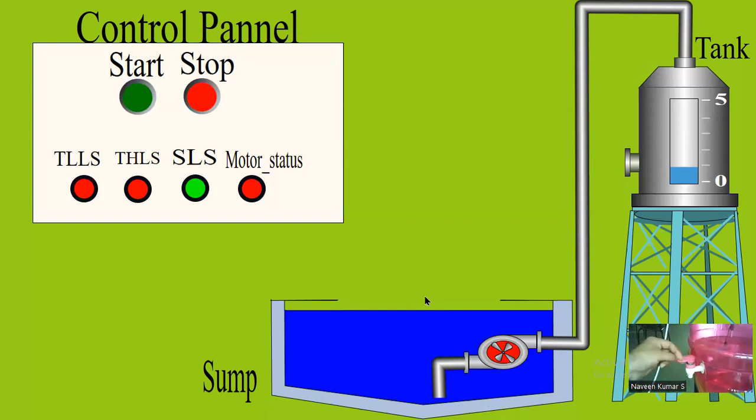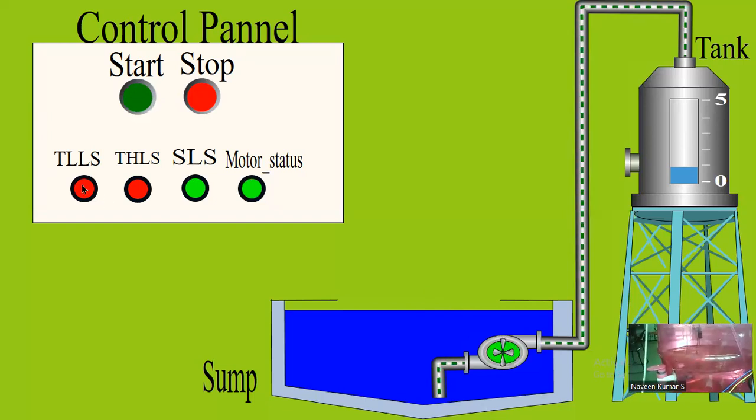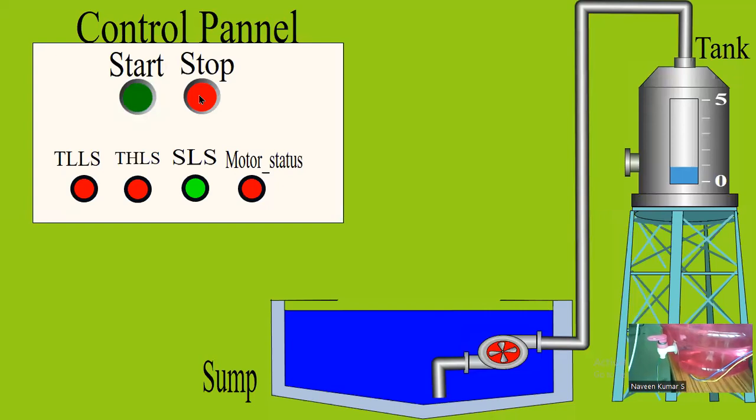So I will stop draining the water. Again, I'm going to press the start button. See, when I press the start button, according to the sensor, this will work. Anytime I can press the stop button to make the automation system stop.